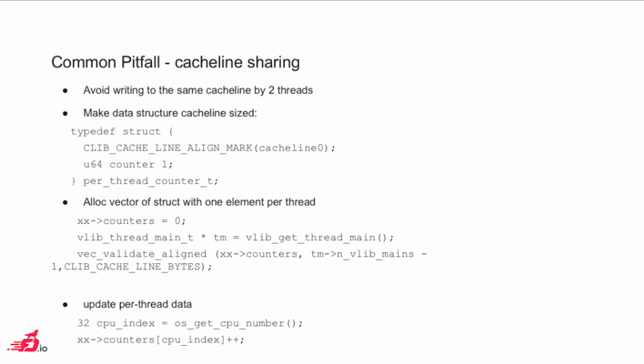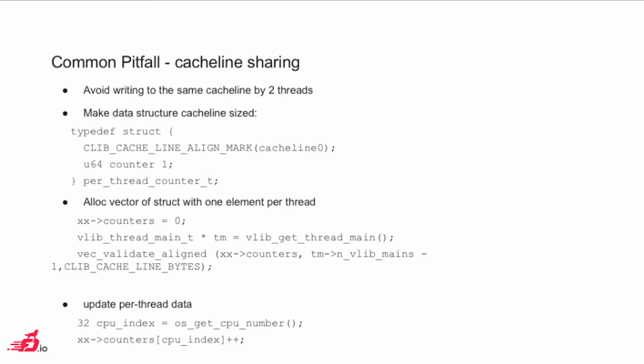And then finally, inside your code, inside the graph node, the same trick we used before. We are using get CPU number to get our CPU number for this specific thread. And then we are using these counters to basically increase this value.